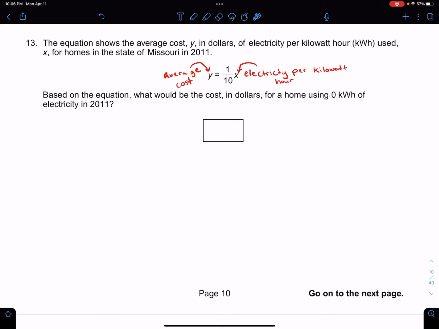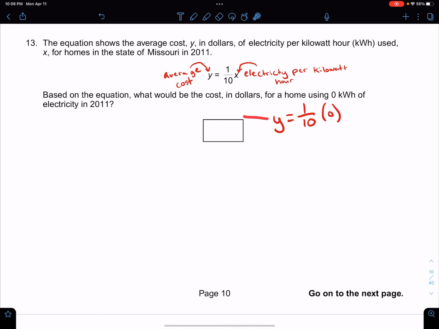So my question says, based on the equation, what would be the cost in dollars for a home using 0 kilowatt hours of electricity in 2011? Here's what I know. I know that I'm using 0 kilowatts per hour, right? So my new equation is going to look like this. Y equals 1 times 10, and I said my X was my electricity. So I say 1 times 10 times 0, right? So that's my new equation.